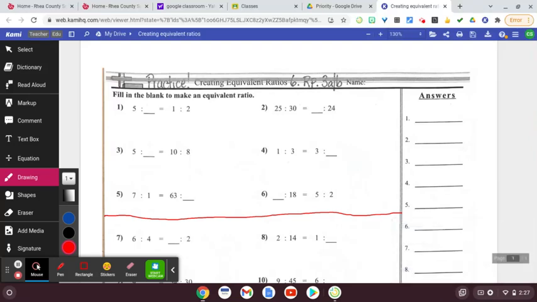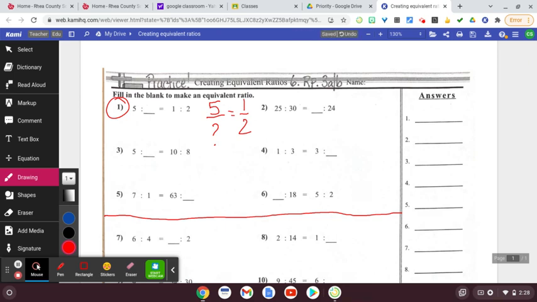In class today, we learned how to make equivalent ratios. So the first thing that you're going to have to do, if you take a look at number 1, we write it as a fraction. So 5 over something is the same thing as 1 to 2. You have done these types of problems back and forth in 5th grade when you had to find equivalent fractions.